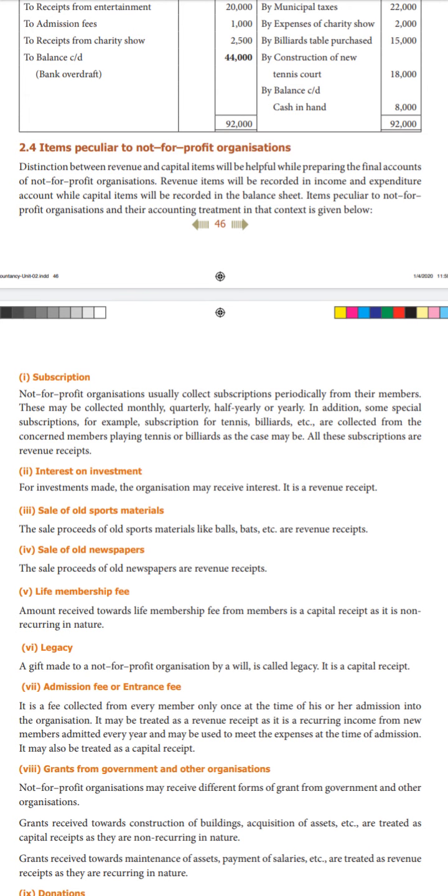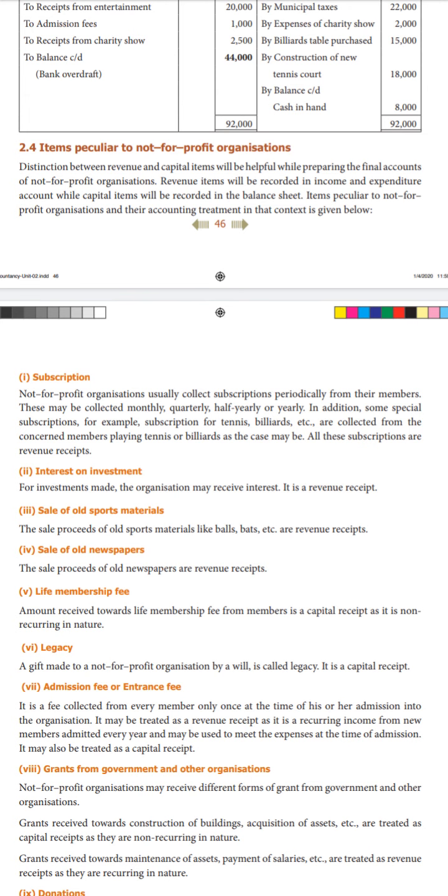But in the next topic, that is the income and expenditure account, we are going to prepare the income and expenditure account in the next illustrations. So there we will be entering or recording only the revenue items in the income and expenditure account, and we will take up all the capital items to the balance sheet. For that, we must know the difference between the revenue and the capital items.